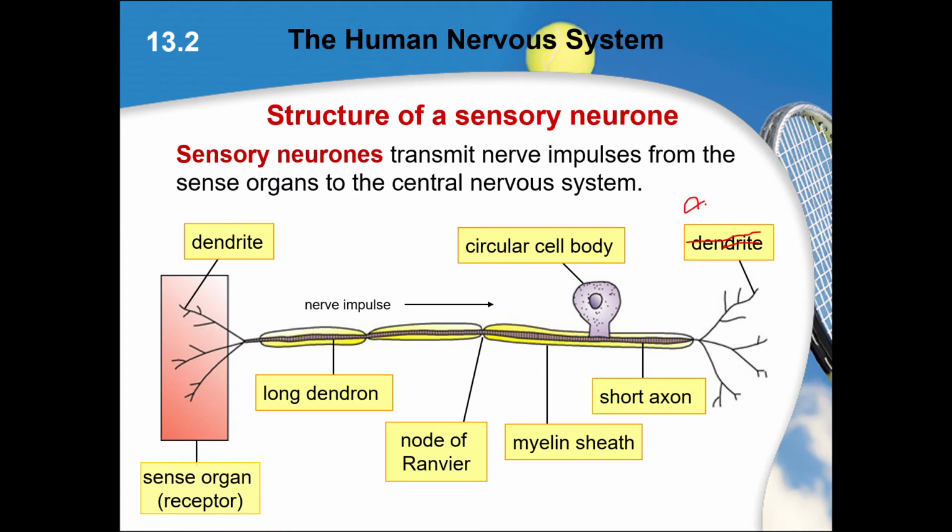Please spell it out yourself, axon terminals. Alright, so the axon terminals always is the one that comes after the axon. So to prevent yourself from being confused, do not write dendrites on both ends.